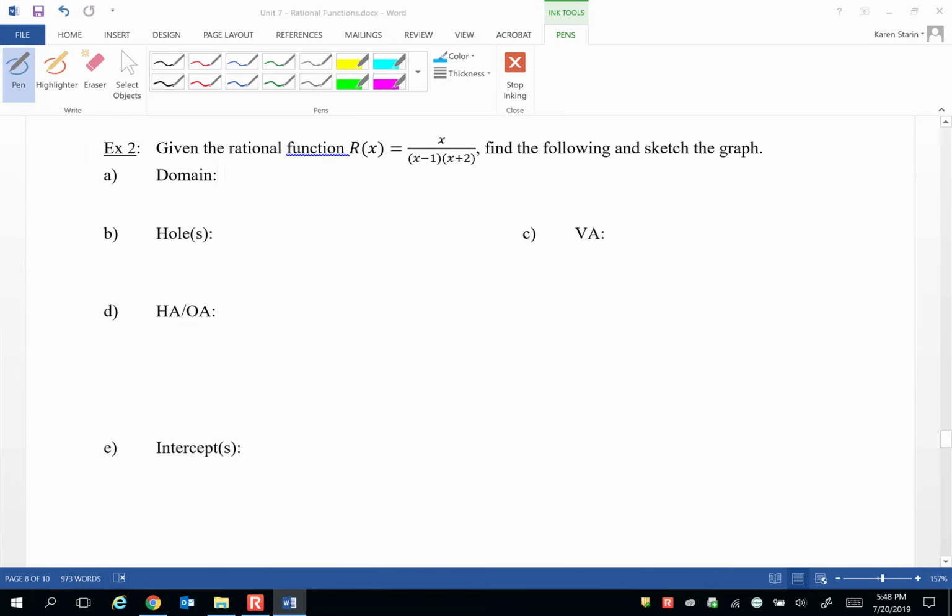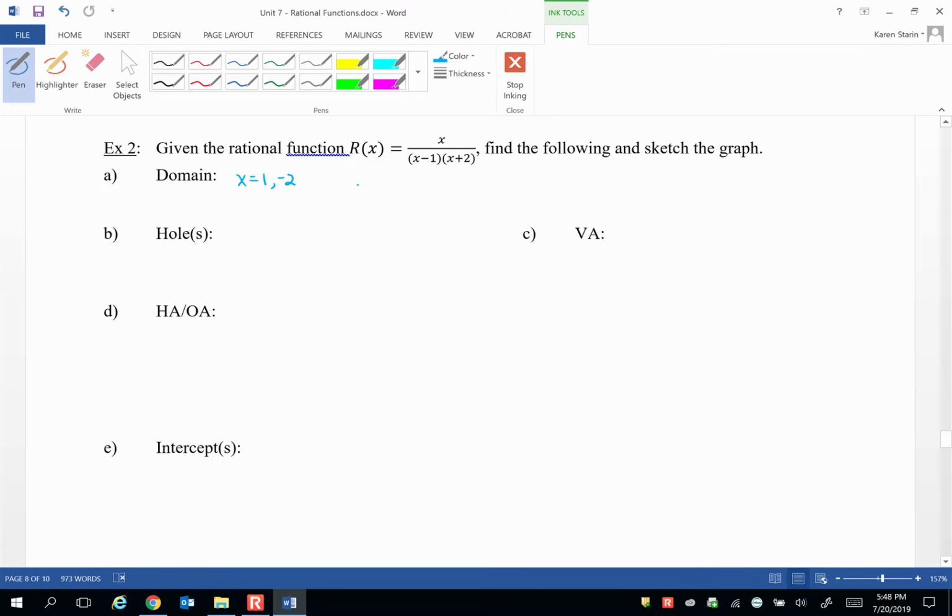Example 2. R of x equals x divided by x minus 1 times x plus 2. So let's look at the domain first. We're going to set that denominator equal to 0 and find the excluded values. We can actually read these because R of x is already in factored form. So we have the excluded values of x equals 1 and negative 2.